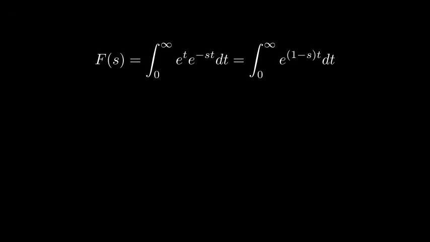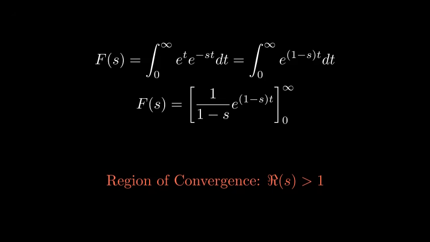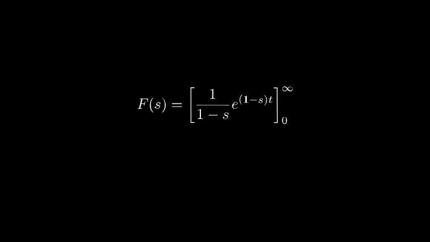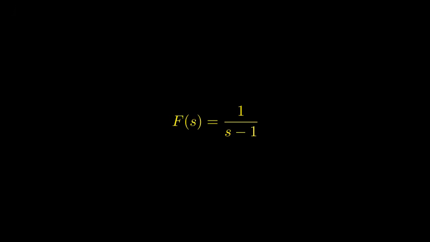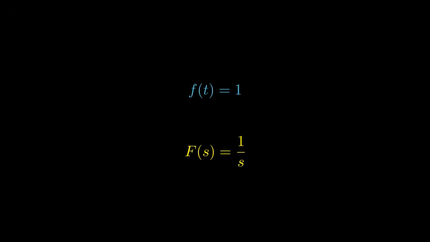Let's calculate one. For f of t equals e to the t, we plug it in. The exponents combine to 1 minus s times t. Integrating gives us e to the 1 minus s times t over 1 minus s, but there's a catch. For this to converge at infinity, the real part of s must be greater than 1. Evaluating the limits, e to the negative infinity goes to 0 and e to the 0 is 1. We get F of s equals 1 over s minus 1. What about a constant signal, the unit step? Following the same logic, we find its transform is simply 1 over s.